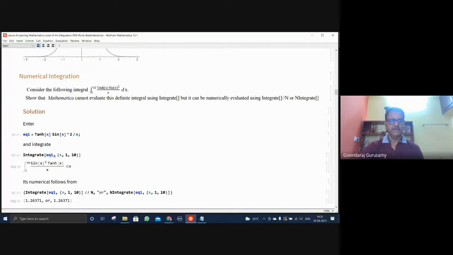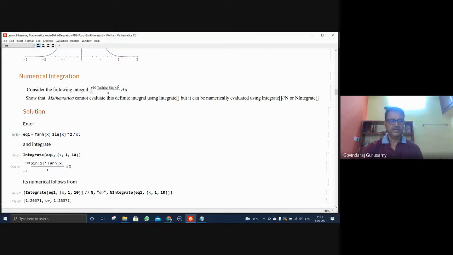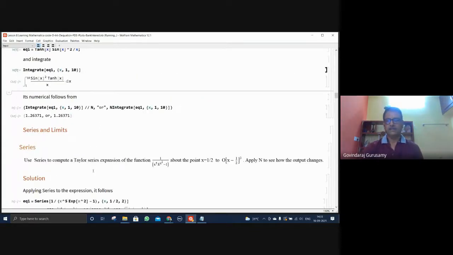So further we continue with numerical integration. Mathematica cannot evaluate this definitely using Integrate, but it can evaluate numerically using /N or NIntegrate. So if I enter this as it is, this is the equation which we wanted to integrate with the limit x varying from 1 to 10. So now it started.